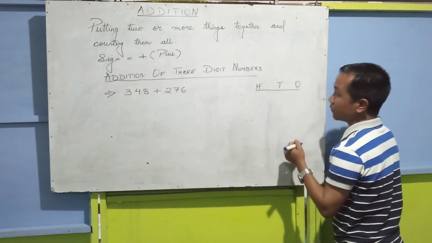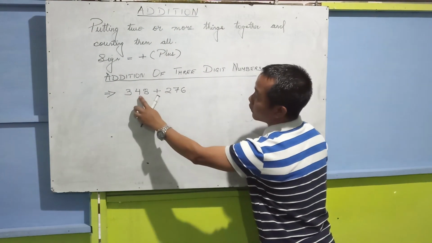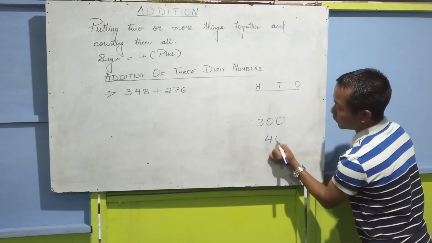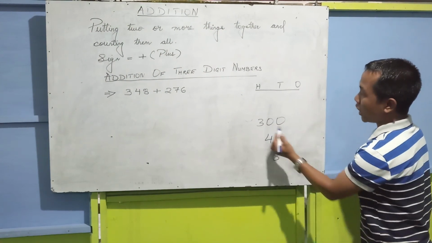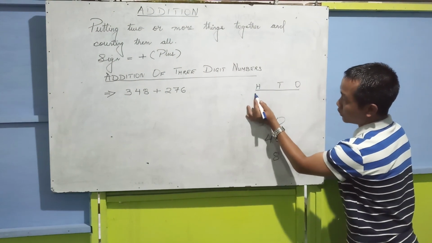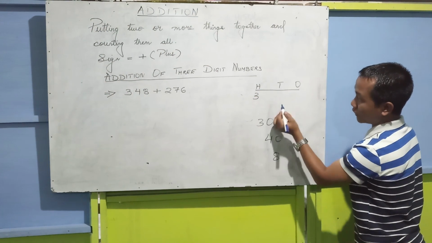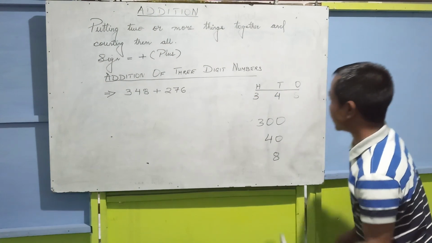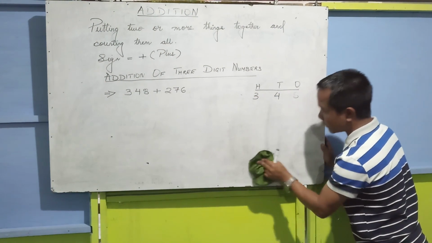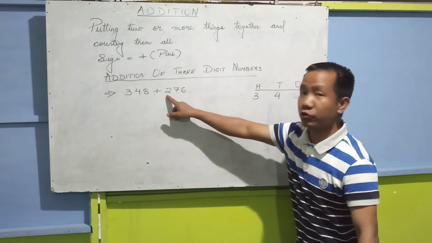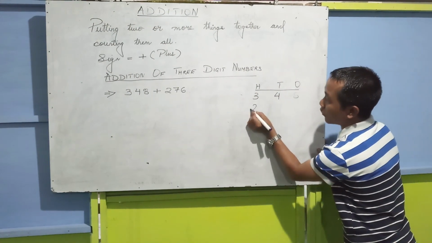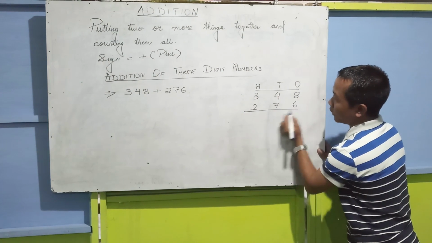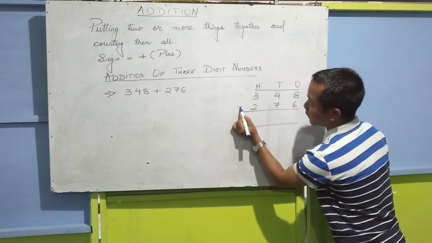First, 348: 300, 40, and 8. So 300 is in the hundreds place. 40 is in the tens place. 8 is in the ones place. So 348 we can rearrange like this. The next number, 276, also. This is rearranging the number. So let's add.